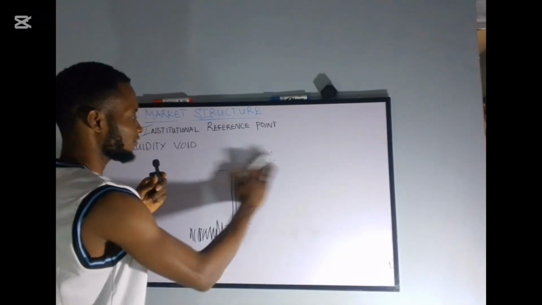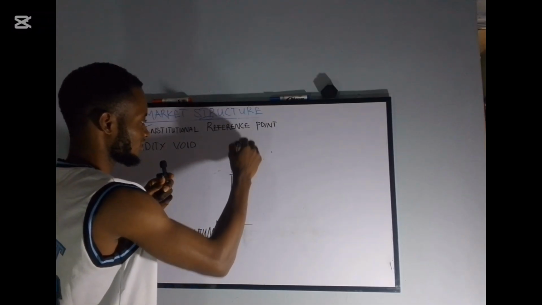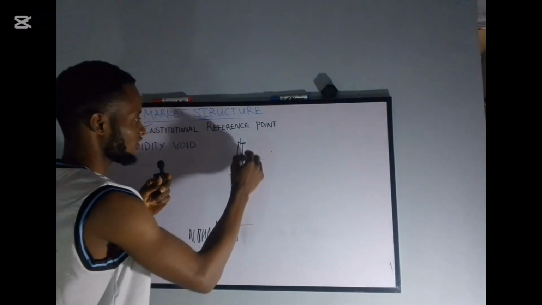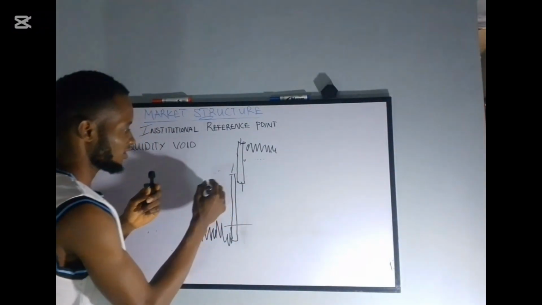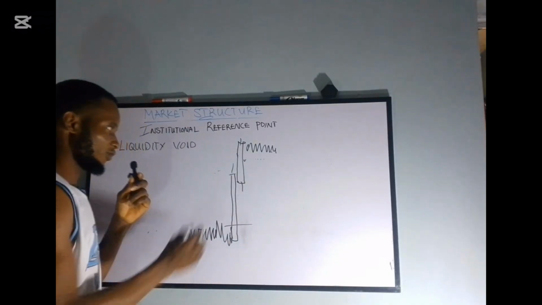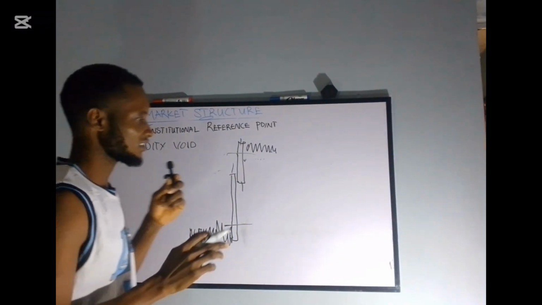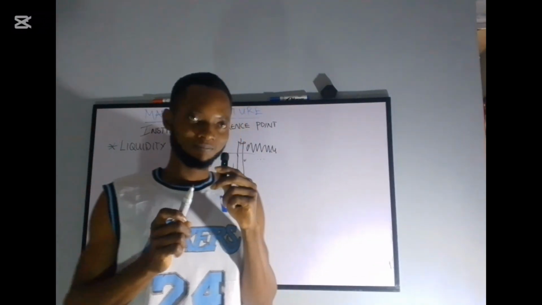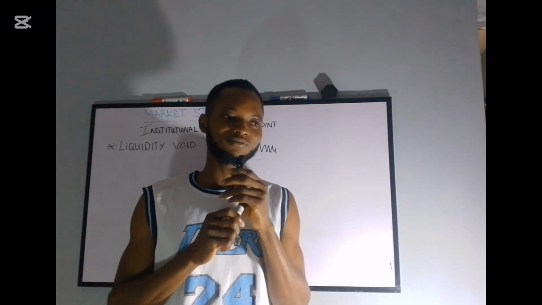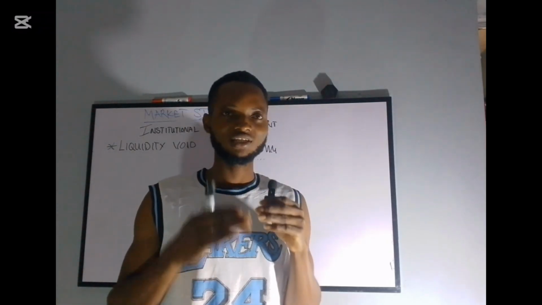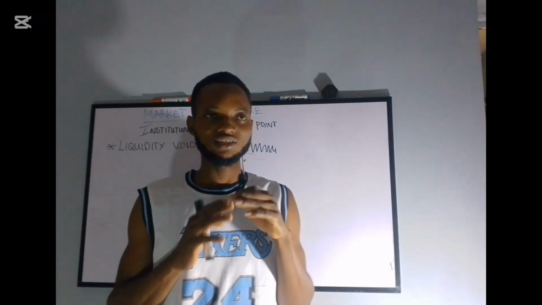It could be in any form. It could be like this, it could be like this, and price begins to consolidate again. This is a liquidity void. Price moves rapidly in a direction. This actually shows that there is no proper exchange in the market, no proper balanced order in the market. It shows little or no activity in the market.